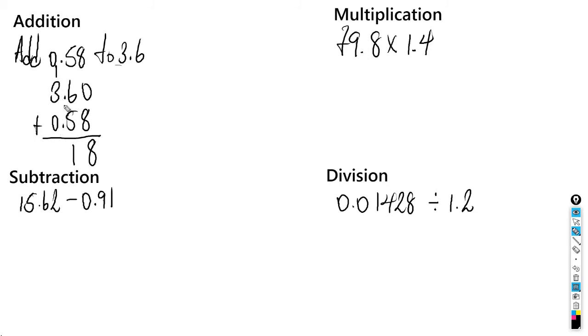And 0, 3, and 1 gives us 4, right? And line up the points. The point should be here. All right, so let's move on to subtraction now.